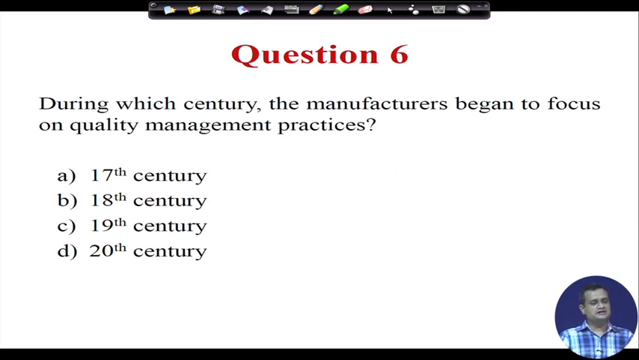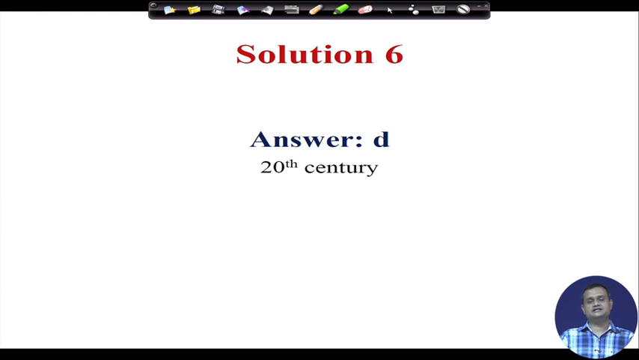Question 6. During which century did manufacturers begin to focus on quality management practices? You can see that the correct answer is D, that is 20th century. If you see the era and evolution, we have started talking about TQM, quality management practices, ISO and many other such quality initiatives mainly after 1985, 1990 in India, and this has altogether changed the shape, attitude and the perspective of the industry towards the customer.